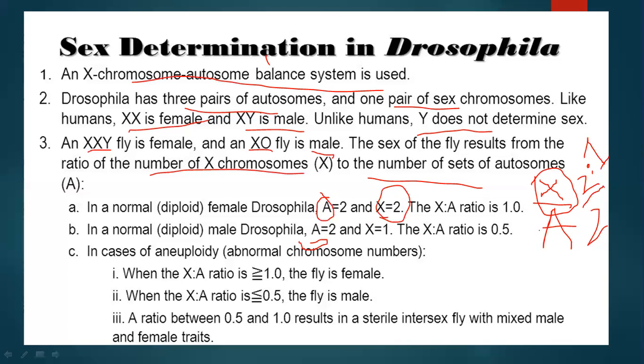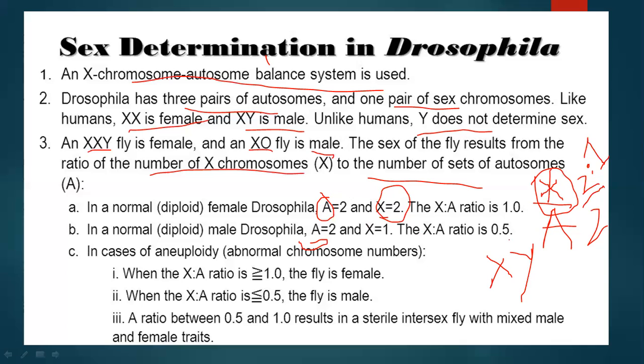In a normal male, X is 1, because that is the X and Y condition. If X is 1 and Y is there, the ratio will definitely be half, because here is 1 and here is 2, so that will be 0.5.